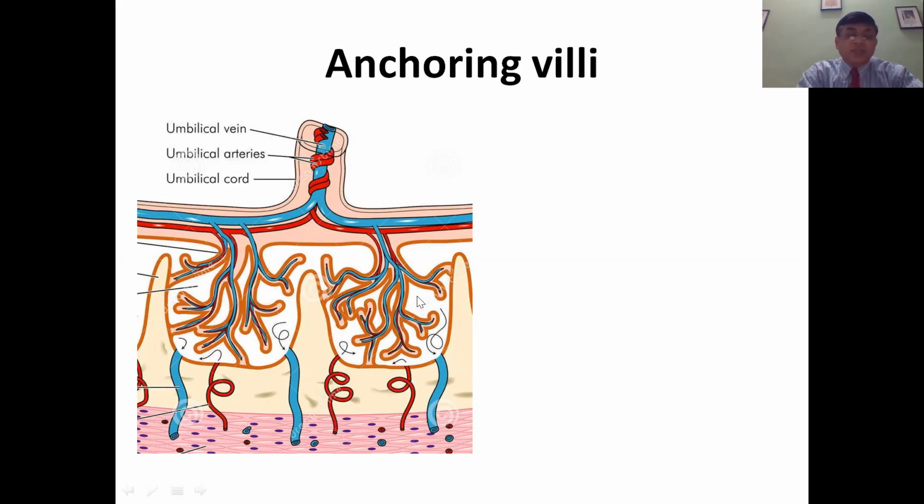As you can appreciate here, these free villi remarkably increase the area available for exchange between the fetus and the placenta, the fetus and the mother.